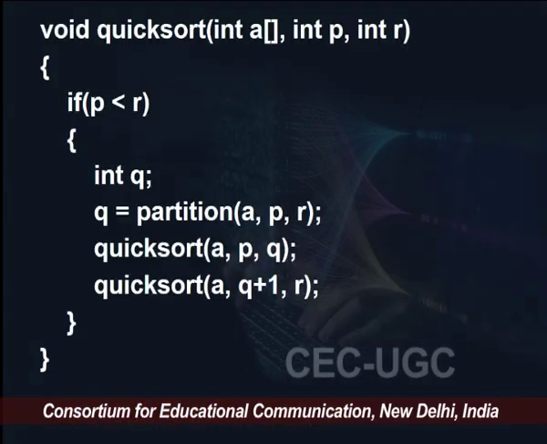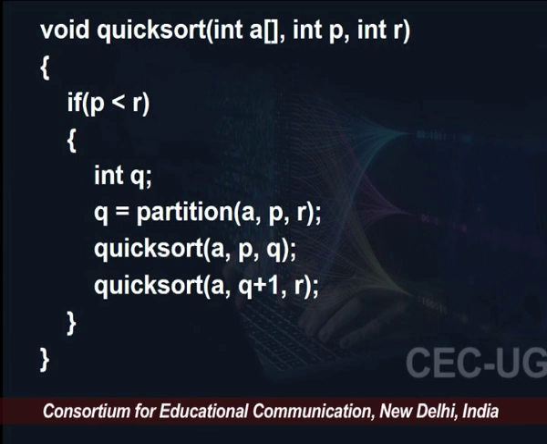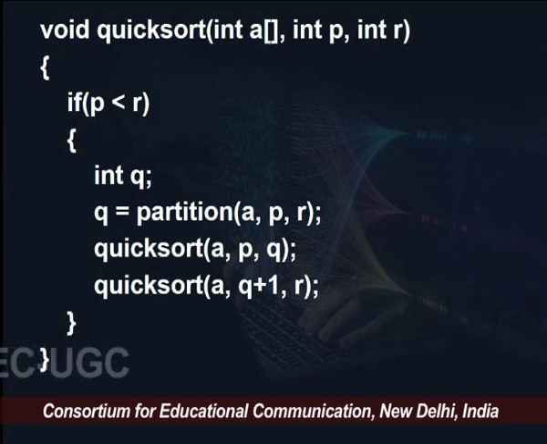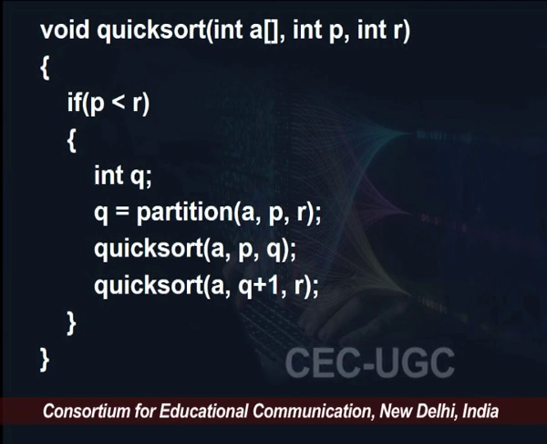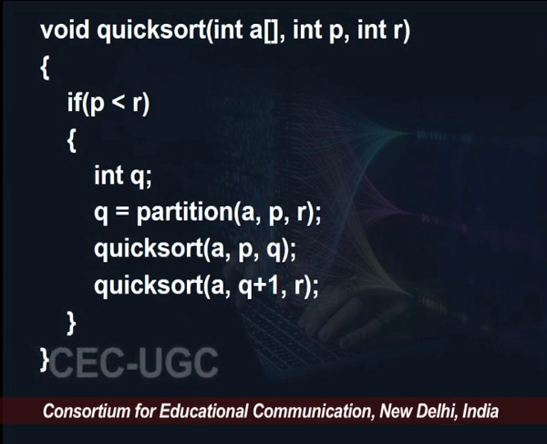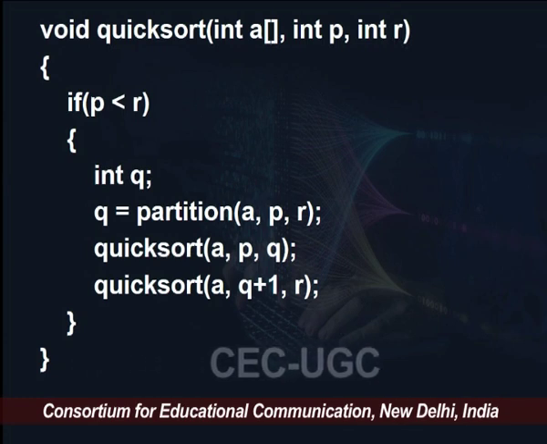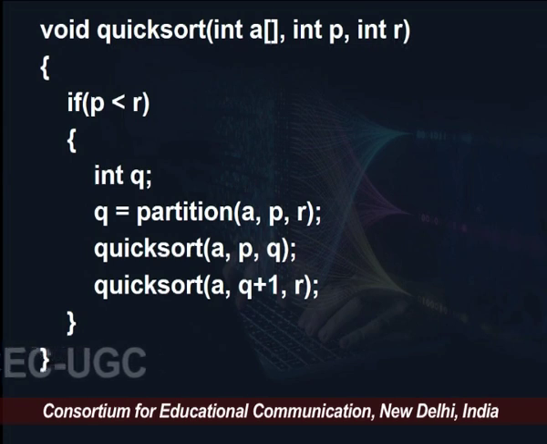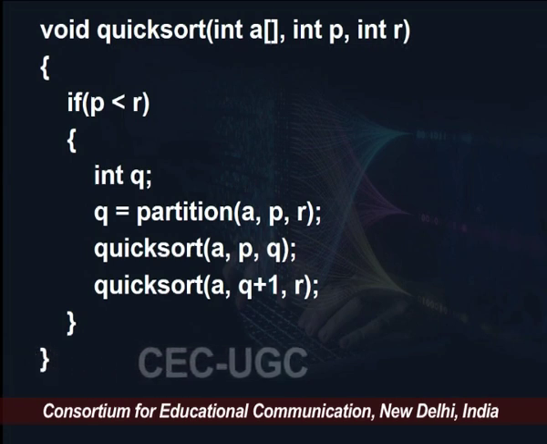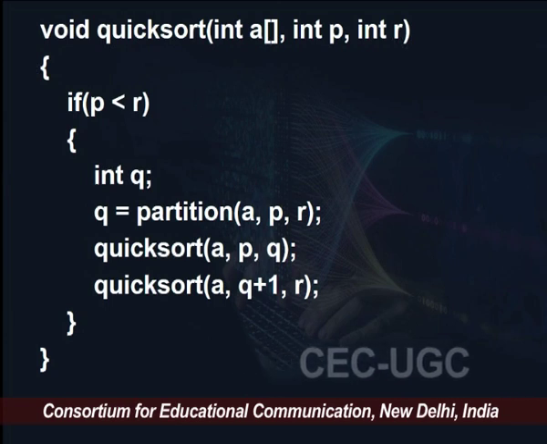So, we have a function quick sort in which we have given A, which is the input array, then we have given P and R. P is the left limit, R is the right pointer, I can say. If P is less than R, this is going to be the base condition for when your recursion will start unwinding. Q is going to be the pivot element. So, Q is the partition of A comma P comma R.